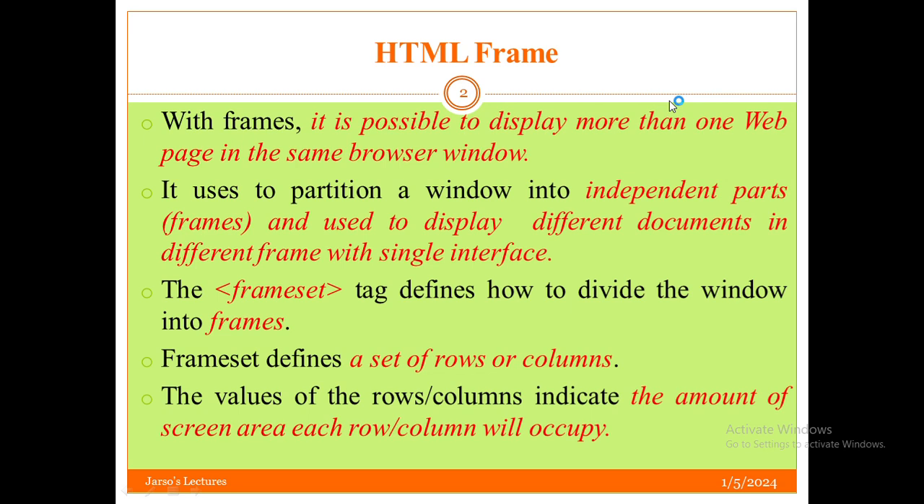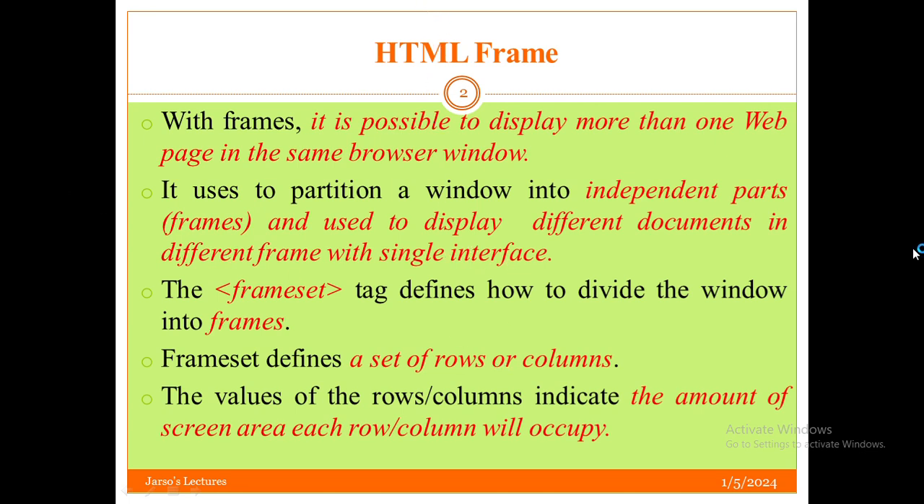For example, we can partition the browser window into 2 or 3 parts. Then within each of the 2 or 3 parts, we can display independent HTML files. As you can see here, with frames it is possible to display more than one web page in the same browser window at the same time. It is used to partition the screen of the computer, the browser window, into independent parts, independent frames, and to display different HTML documents in different frames with a single interface.